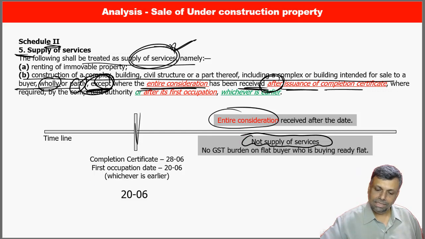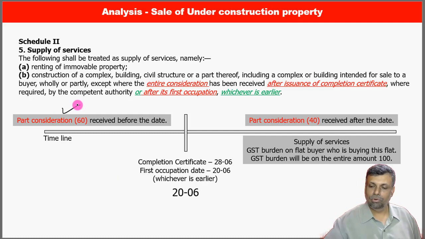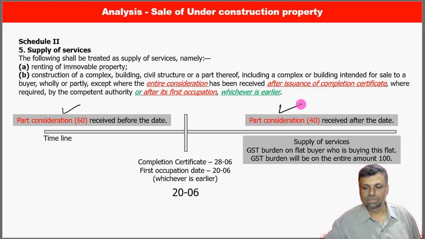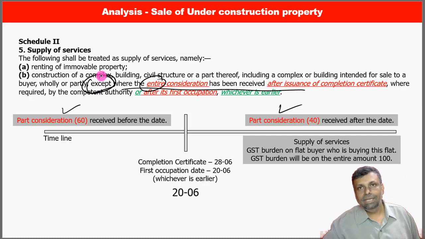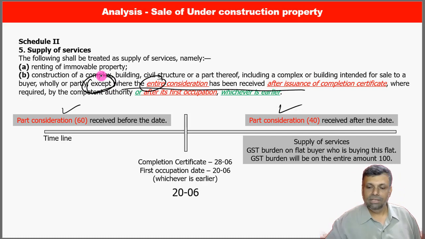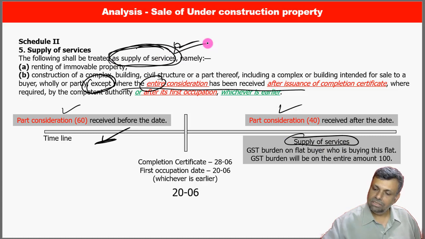Okay. Now, the second point here is in connection with that. Supposing I said that part consideration is received before and part consideration is received afterwards, that means the entire consideration is not received afterwards, so it will not be covered by this exception. In this particular case, there will be a GST burden, and it will be regarded as supply of services.